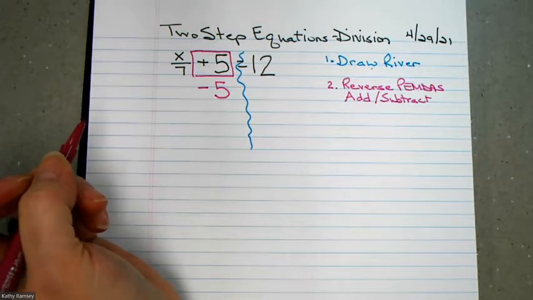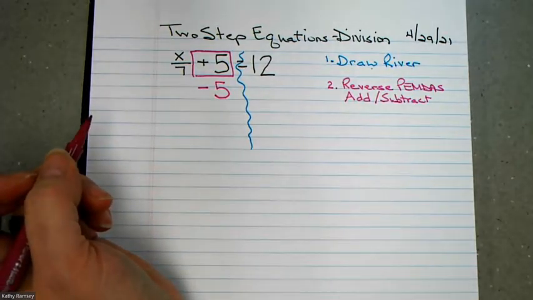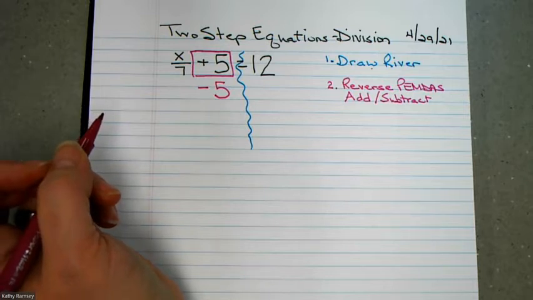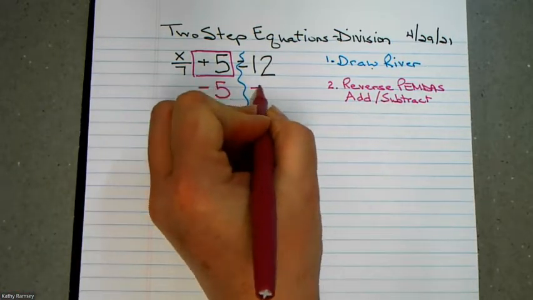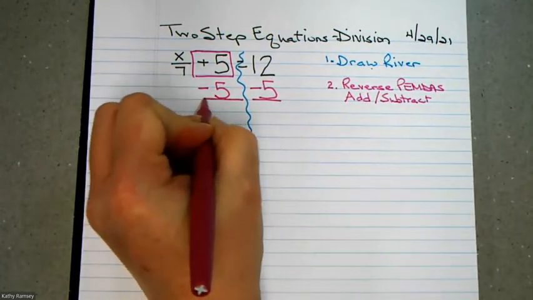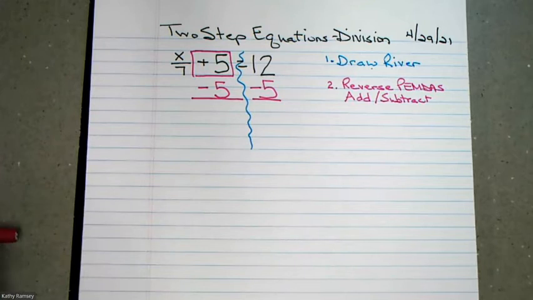And because we have a balanced equation and we want to keep it balanced, we need to do it on both sides. Okay.